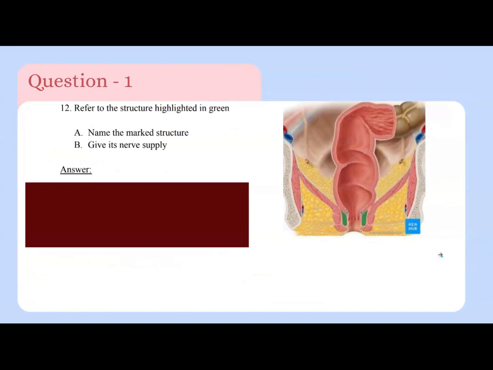Internal anal sphincter. Okay. Give the nerve supply. Inferior hypogastric. Exactly.